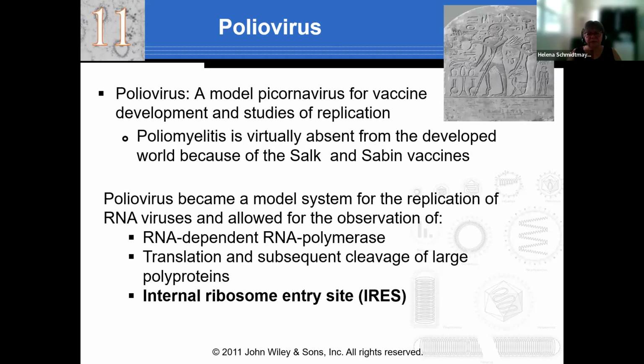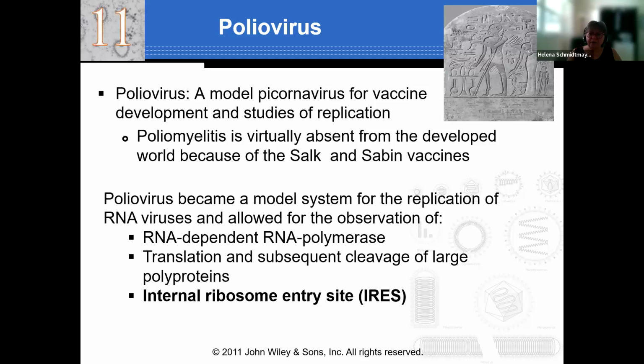The representative virus of picornaviruses is poliovirus. It is a model virus which has been studied extensively during the development of the vaccine. Nowadays, you can hardly see poliomyelitis. That's what poliovirus infection causes, because we have a very efficient vaccine.